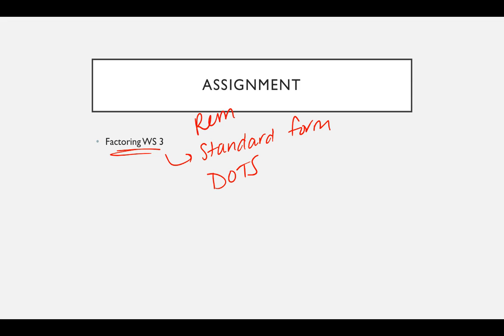So for your assignment tonight, you have factoring worksheet 3. This is going to be a mix. So look for standard form. Look for difference of squares. But before you would do either of these, make sure you remove the GCF if you have one.